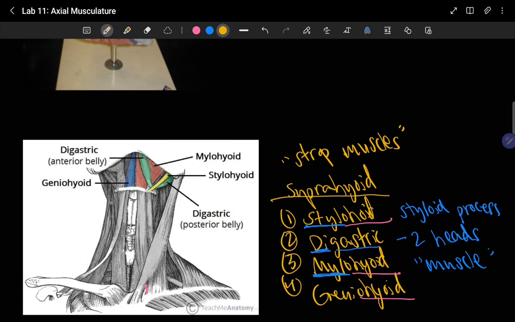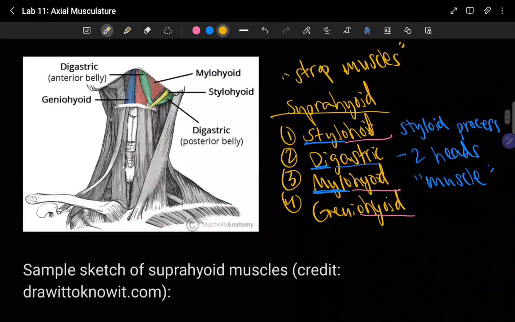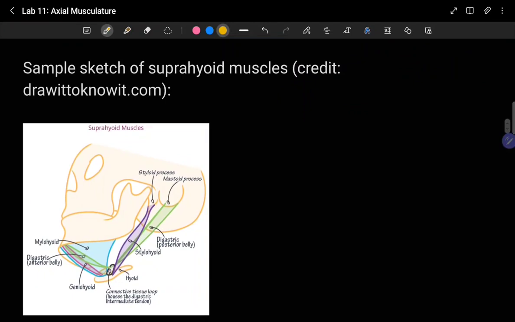Now for these, I would definitely recommend drawing them. I know it's a pain, but drawing them is going to force you to recognize these attachment points. So I found this sample sketch. It is from drawittonowit.com, but this is a great idea of the level of sketch you can do.